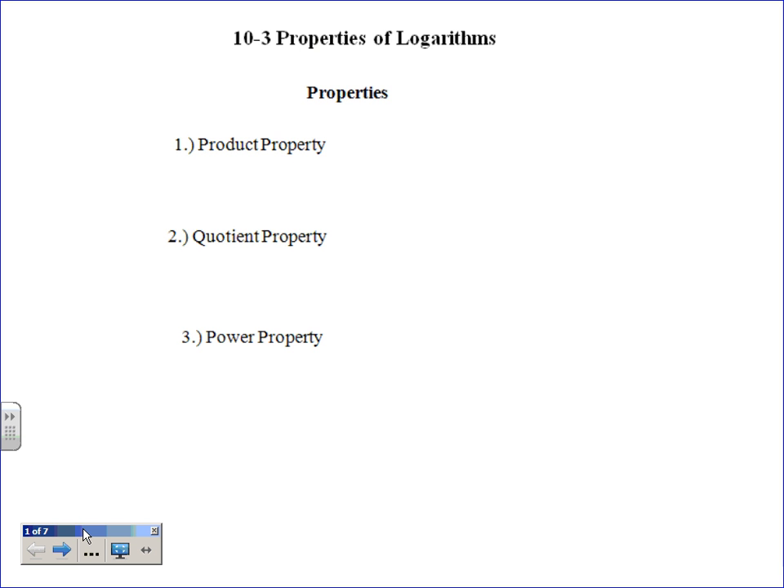Product is the answer to what type of problem? Multiplication problem, correct?